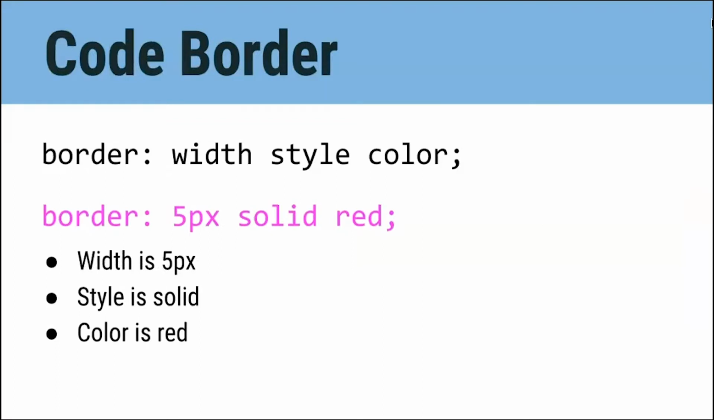In the example on the screen, border 5px solid red, the width is 5px, the style is solid, and the color is red. Note that the default for style is none. As such, in order for the other values to work, you must set the style value.